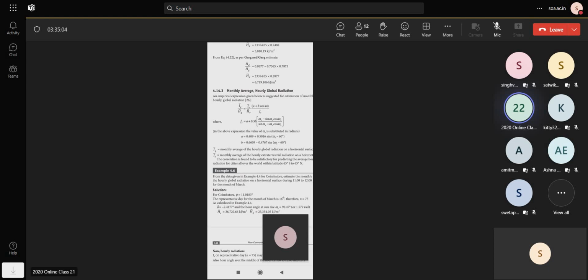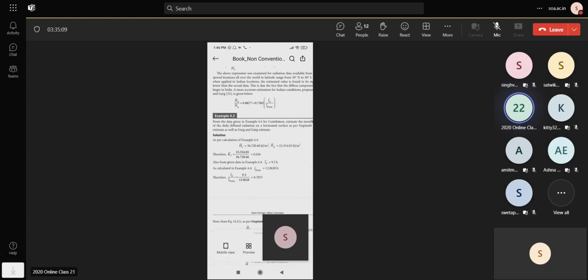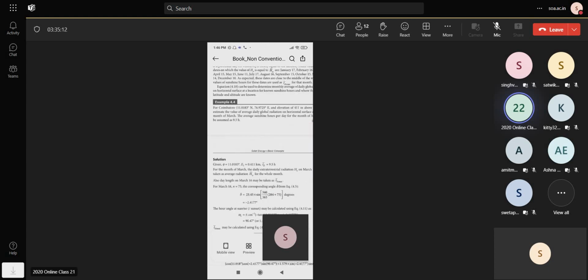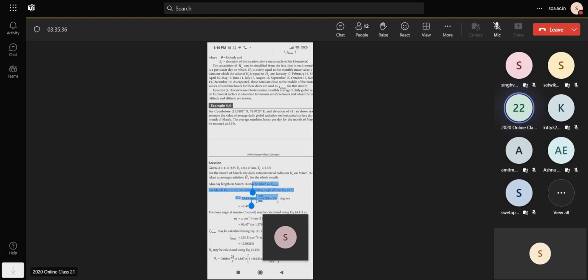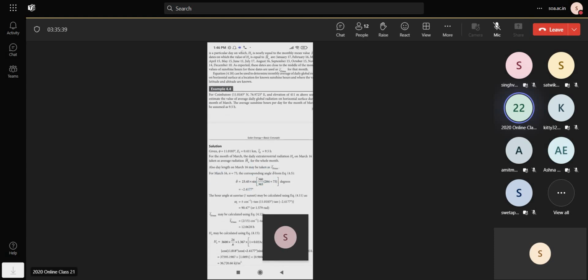So I am going to the similar 4.4 question. In the 4.4 question for the Coimbatore location, what is your phi? I said always take the northern latitude as phi. Phi is 11.0183 degrees. Elevation is 411 meters above sea level, so please convert it into kilometers. We have done 0.411 kilometer. So your phi is 11.0183 and your elevation is 0.411 kilometer.